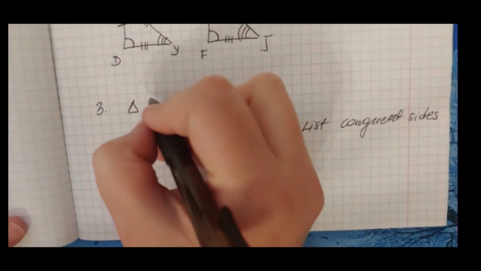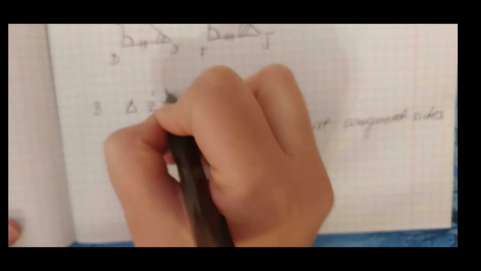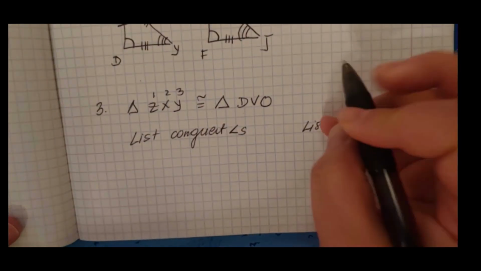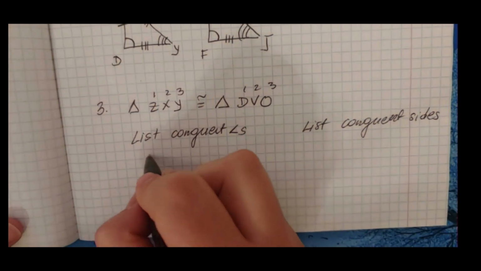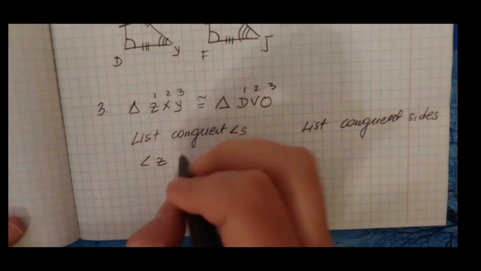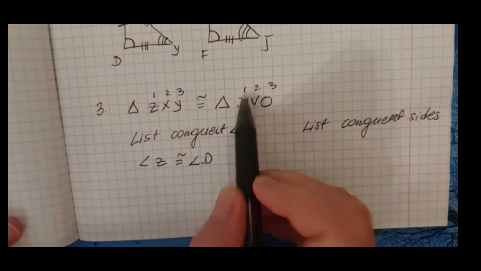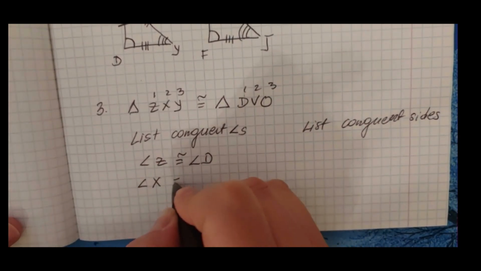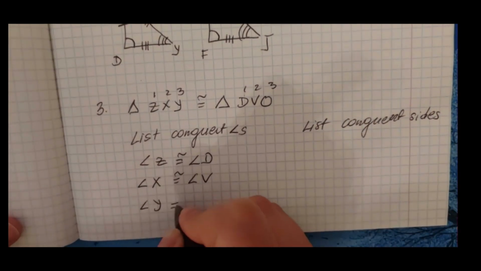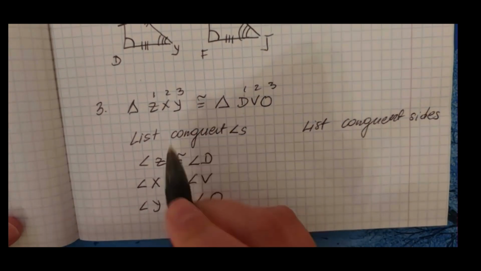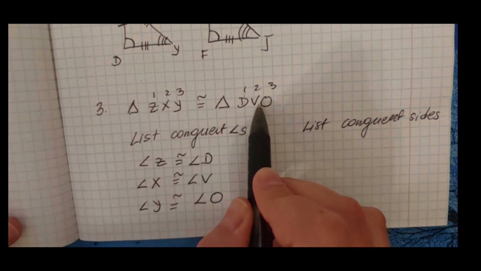Again, put the numbers on the triangle: angle 1, 2, 3 for Z, X, Y and 1, 2, 3 for this one. So if I start with angle Z, that has to be congruent to angle D because 1 has to go with 1. Angle X has to go with angle V. Angle Y has to go with angle O. 1 with 1, 2 with 2, 3 with 3.